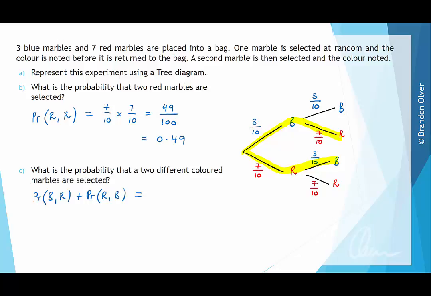to equal, so if we go through the branches, we have the probability of a blue is 3 over 10 times a red, which is 7 over 10. Then we add on the probability that we got a red times the probability that we then get a blue, and we find that that is equal to 21 over 100 plus 21 over 100, which equals 42 over 100, which could be simplified down to 21 over 50, or as an exact decimal, it could be 0.42. So that's the probability of getting 2 different coloured marbles when we select them one at a time with replacement.